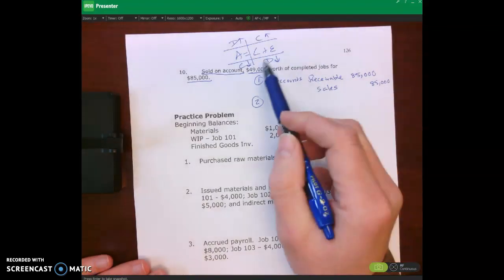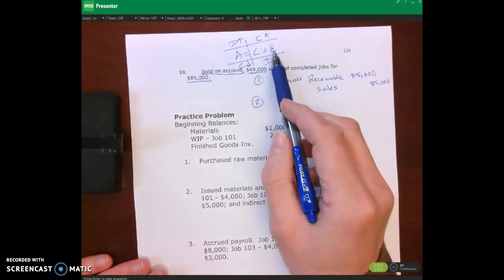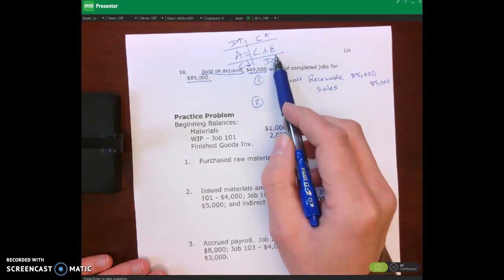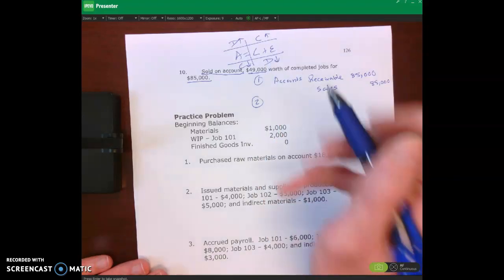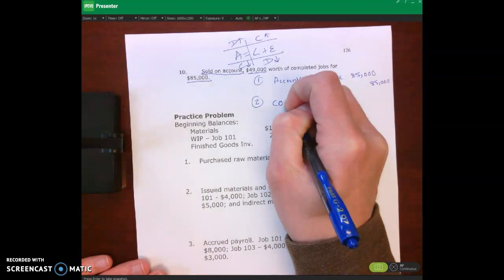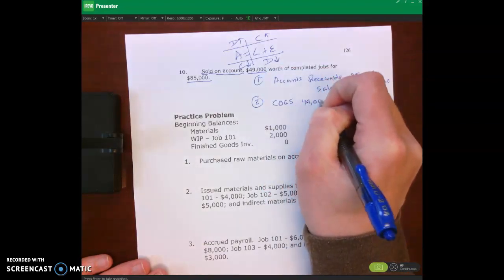Looking at the next journal entry, which is to recognize cost of goods sold. Cost of goods sold is an expense. Expenses decrease equity. So as expenses go up, equity goes down. How do I recognize that equity is going down in terms of debits and credits? With a debit. So I will debit cost of goods sold for the $49,000.